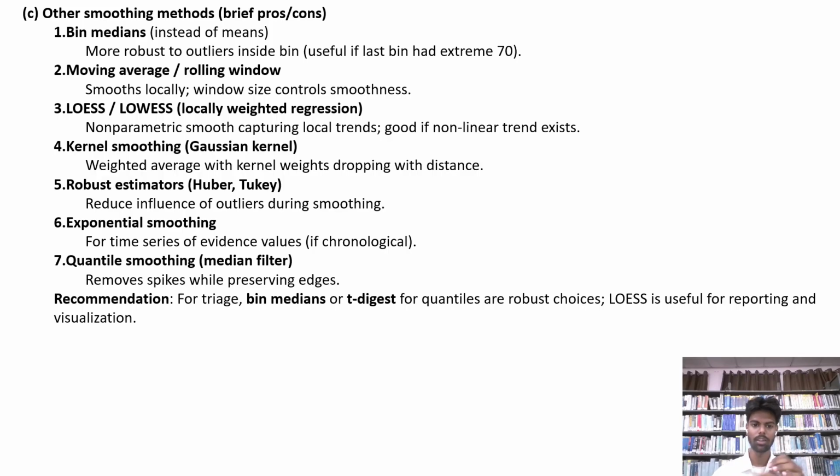Fourth, kernel smoothing, for example a Gaussian kernel, is a weighted average with the kernel weight dropping with distance. Fifth, robust estimation, Huber or Tukey, reduces the influence of outliers during smoothing. Sixth, exponential smoothing for time series of evidence values if chronological. Seventh, quantile smoothing or median filter, which removes spikes while preserving edges. Recommendation: for preserving edges, bin median or the quantile filter are robust choices. LOWESS is useful for reporting and visualization.